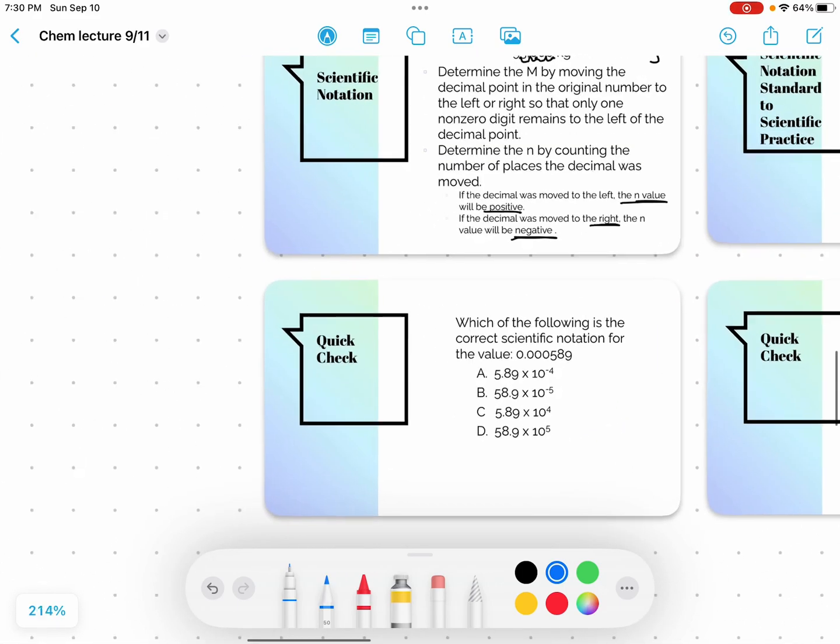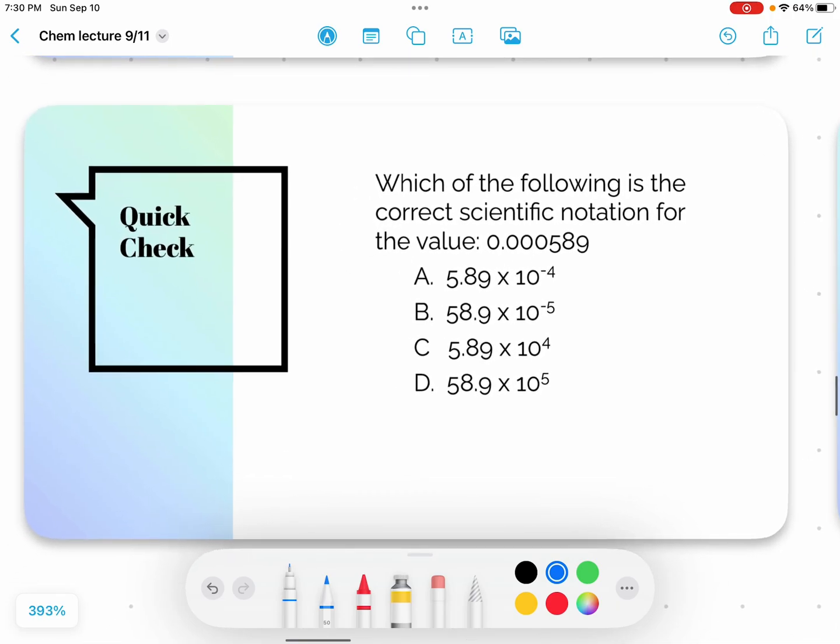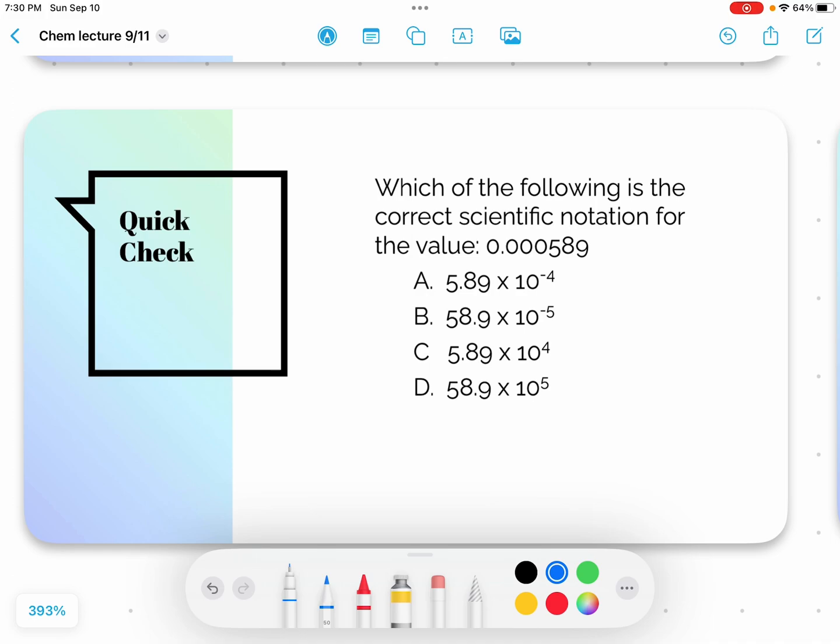All right, one more check and then we'll be done. Which of the following is the correct scientific notation for the value 0.000589? Okay, so we need to put this into scientific notation. I see it's a small number, so I know I'm going to have to move my decimal point to the right, and I should have a negative exponent. So let's count how many I need to move: 1, 2, 3, 4 places. And again, all those zeros in the front are not significant, so they will not be written out.